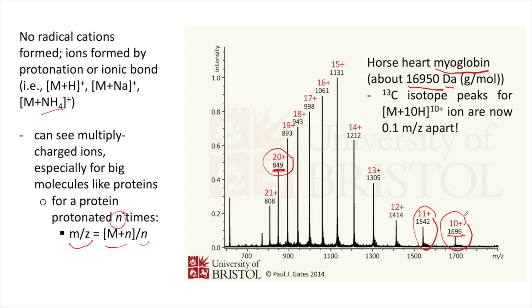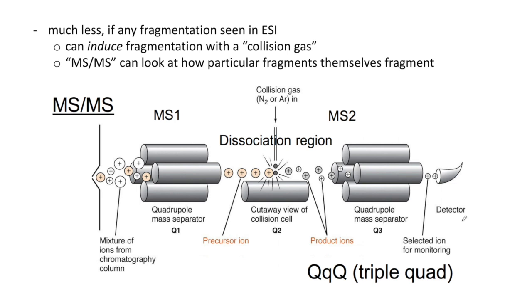But the really cool thing is if I zoomed in here and I looked at how close these are, in a normal GCMS I'm only going to see 1 Dalton differences. But here I'm going to see 0.1 Dalton differences because I'm dividing everything by 10. So that's a good sign of when I have polycharged compounds, polycharged ions. I'm not going to see much fragmentation in electrospray on its own, but I might want to induce fragmentation.